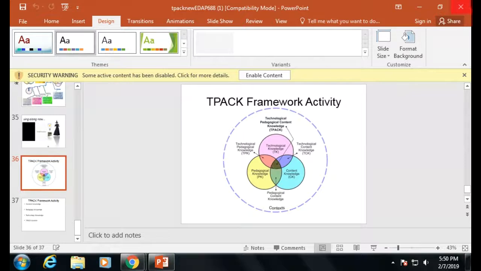1, 2, 3, 4, 5, 6, 7. You have 12. My cursor just went away. Where'd you go, cursor? There are 12.